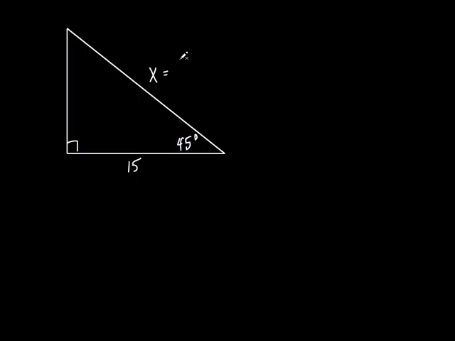Is it 30? That's what people were doing on the quiz. It's not 30. This is not twice as big as this. What is it? That's right. It's the square root of 2 times as big as this. The square root of 2 is like 1.4. So it's not 30. It's going to be smaller than 30.